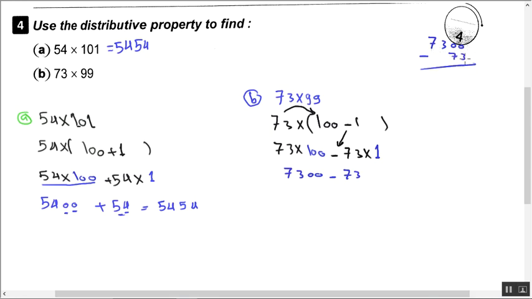0 minus 3 doesn't go, so we'll make a borrow. We try to borrow from 0, so we'll take from 3. 3 will be 2, and here it will be 10. Borrow, it will be 9. And finally here we have 10. 10 minus 3 equals 7. 9 minus 7 equals 2. And here we write the remainder 2. So the final result equals 7,227. So here the result equals 7,227.